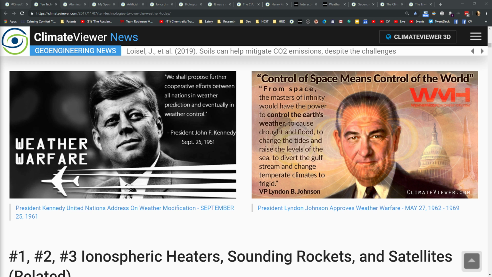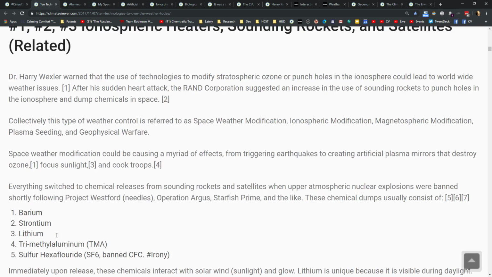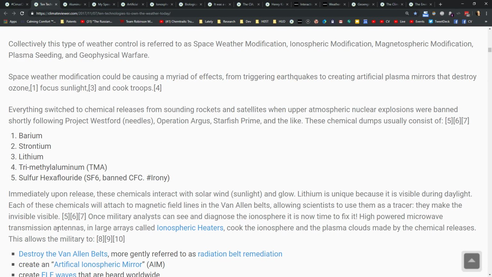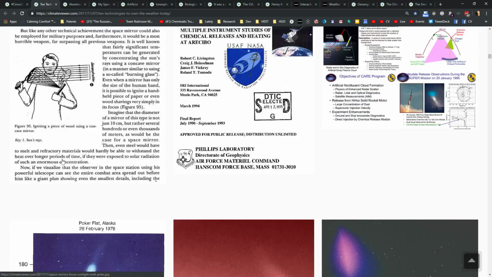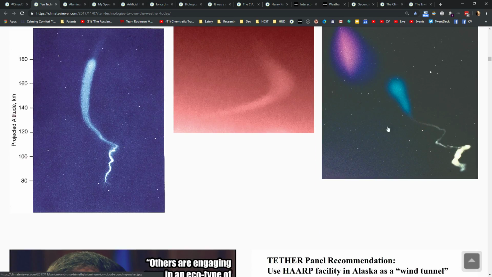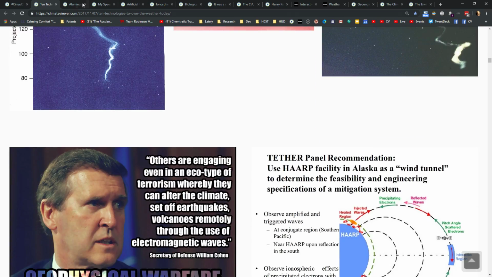That's a hell of a statement from 1962. And very shortly after, Lyndon Johnson did weather warfare over Vietnam. So this is not a laughing matter by any stretch of the imagination. I talk about all of the different stuff in here, and you can see the sounding rocket stuff, but let's not get ahead of ourselves.